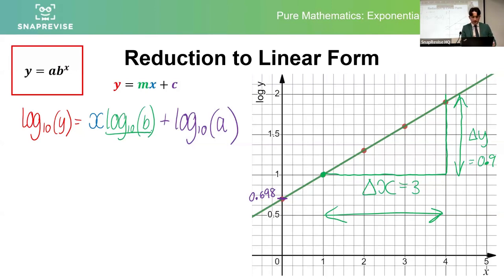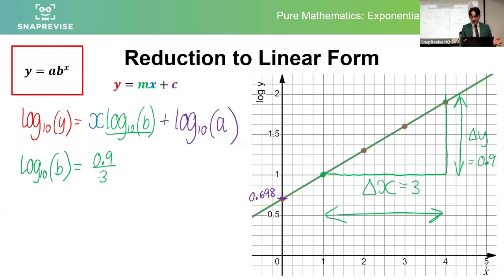So if I deal with the gradient first, log base 10 of b, and like I said, I think this is crucial for us to go through. When you first go through it, it feels really tedious. It's actually fine as a process. It just is practice. This must be equal to the gradient m, which we know is change of y over change of x. So basically 0.9 over 3.